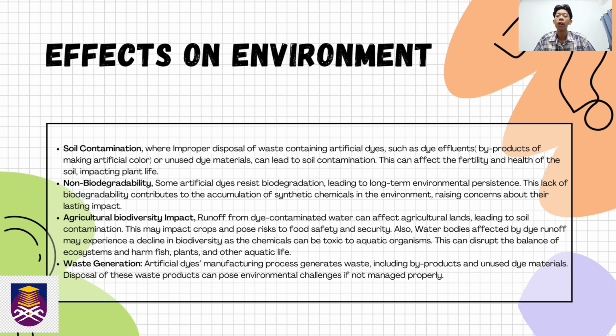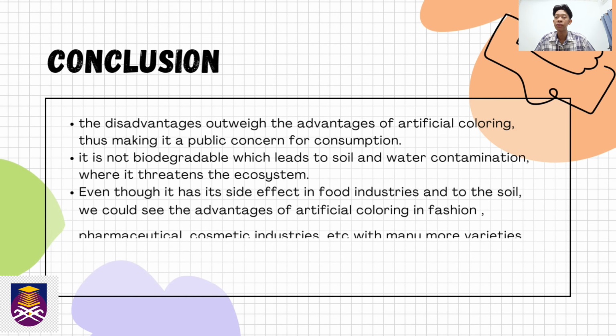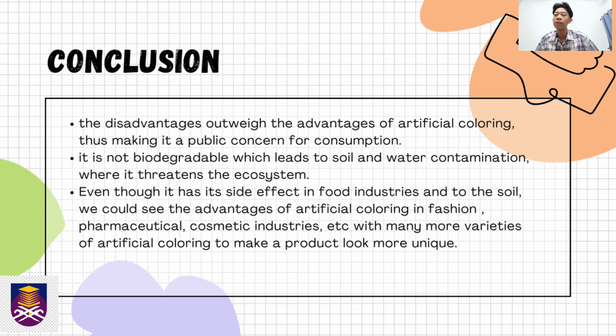So in conclusion, I could say the disadvantages outweigh the advantages of artificial coloring, thus making it a public concern for consumption. It is also not biodegradable, which leads to soil and water contamination and threatens the ecosystem. But even though it has side effects in the food industry and to the soil, we could see the advantages of artificial coloring in the fashion, pharmaceutical, cosmetic industries, and many more not related to food and soil, that could benefit from them by making the colors they produce more unique.